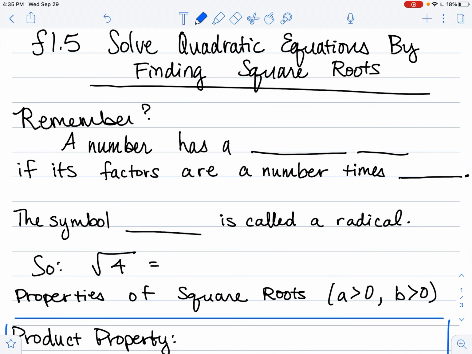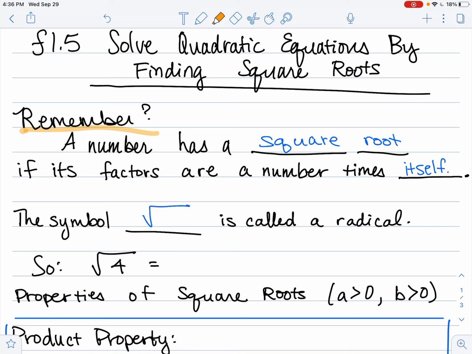Hey everybody, today we're talking about solving quadratic equations by finding square roots. So let's remember this from way back when: a number has a square root if its factors are a number times itself. The symbol that looks like this is called a radical.